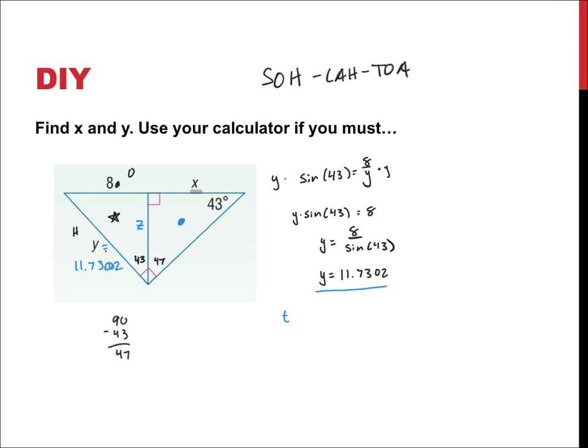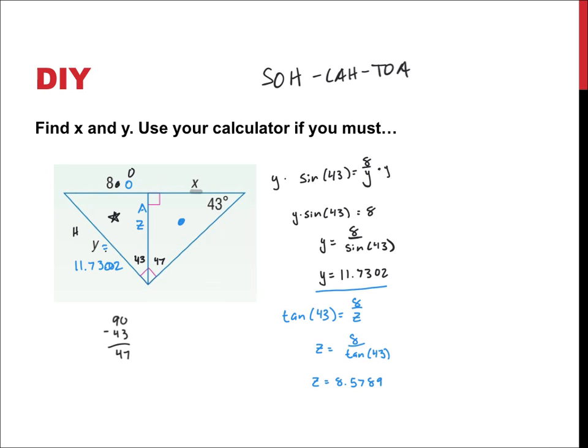So I'm going to go tangent, so this is opposite over adjacent. Tangent of 43 is equal to 8 over z. I solve for z, and you should get this. This is your calculator ready answer: 8 divided by the tangent of 43. When you plug it into the calculator, you should get that z is equal to 8.5789. Okay, again, take it out to the fourth decimal place.